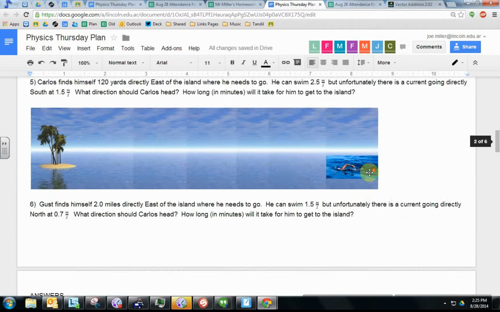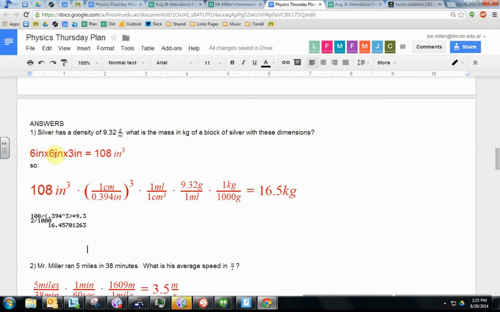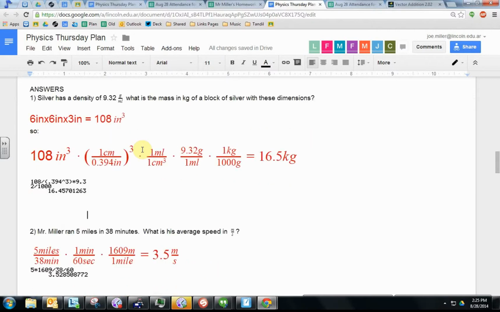So we're just going to get the volume by taking length times width times height, and we get 108 inches cubed for the volume. One thing that can be real tricky is what number we start with when we do our dimensional analysis. It's really tempting to use this 9.32 as the number we start with, but in fact, we don't want to start with that number. Density is almost always a conversion factor that we end up using later on in the problem. So we want to start with the actual volume of our actual object, 108 inches cubed.